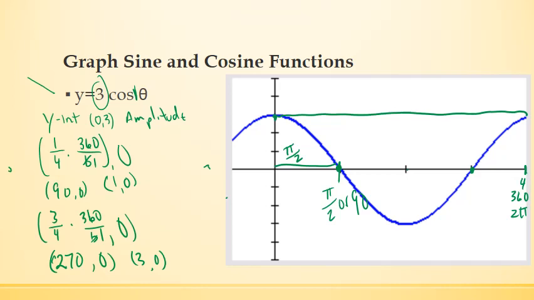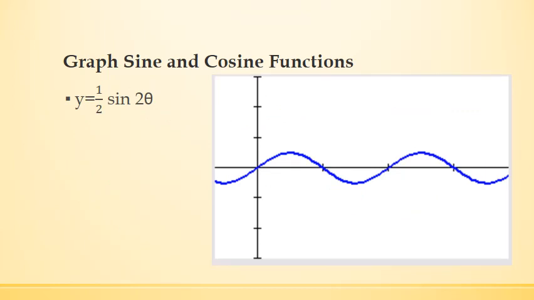All right, let's go to the next slide and look at a sine function. Here we've got a sine function: 1/2 sine of 2 theta. One of the characteristics of a sine function is that it's going to start at the origin, and here we see that. So one of our x-intercepts is going to be 0, 0. And this amplitude gives us the maximum and minimum height of y, which we see here: about 1/2 at a max and about 1/2 at a minimum.